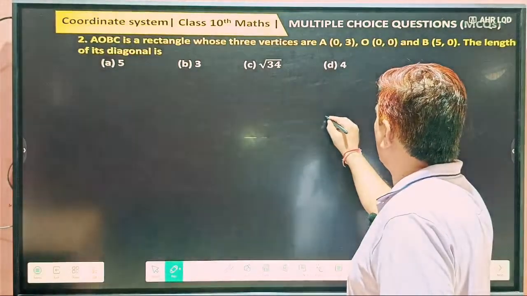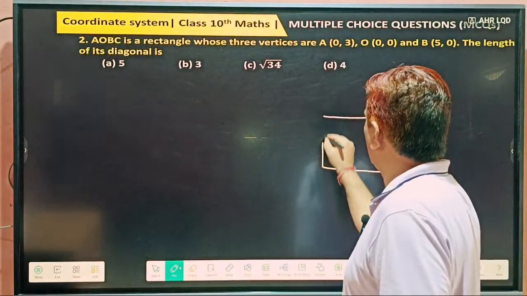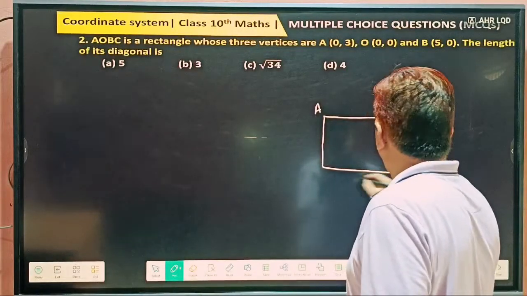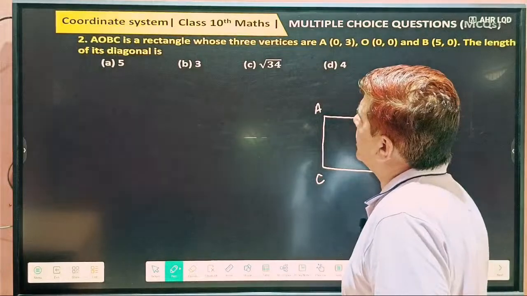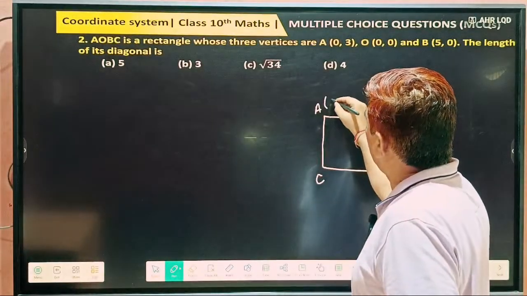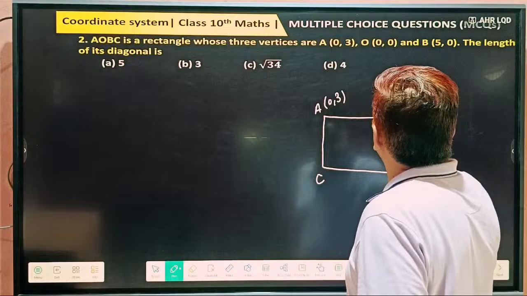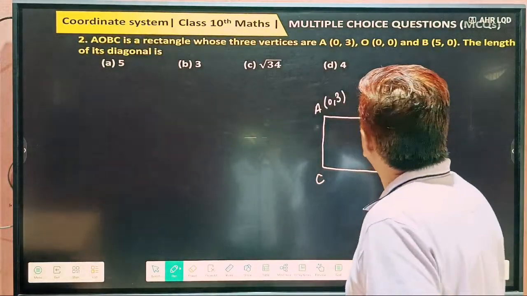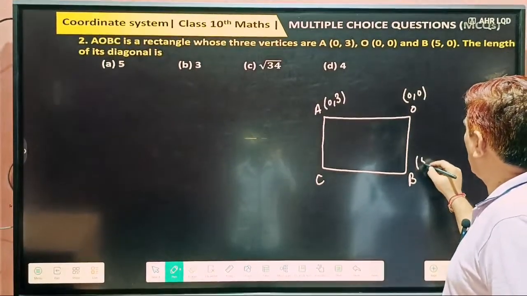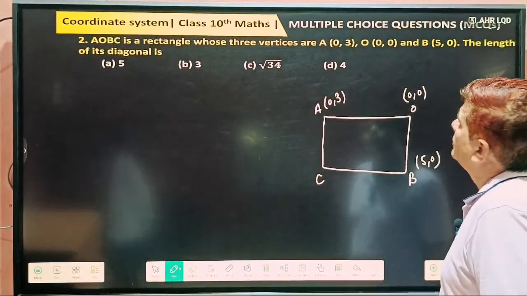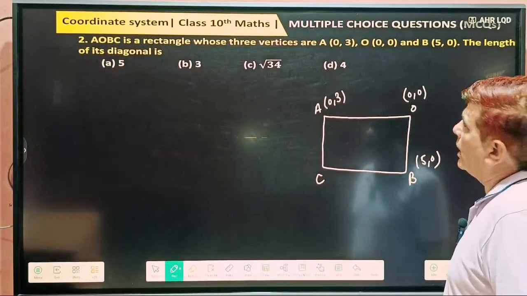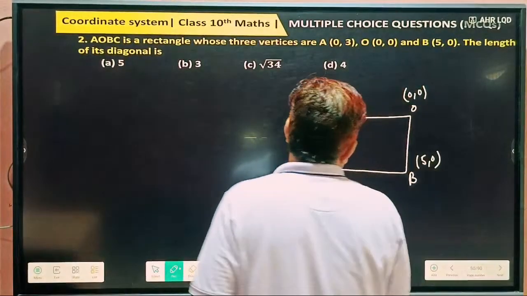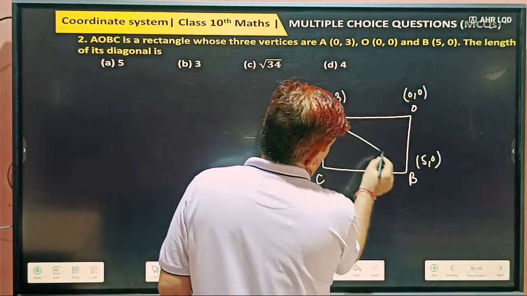Already I told you, AOBC, we can say this type of figure. AOBC is a rectangle whose 3 vertices are: this is 0, 3. This is 0, 0, the origin we can say. And the third one, 5, 0. Understood? The length of its diagonal is what you have to find out.